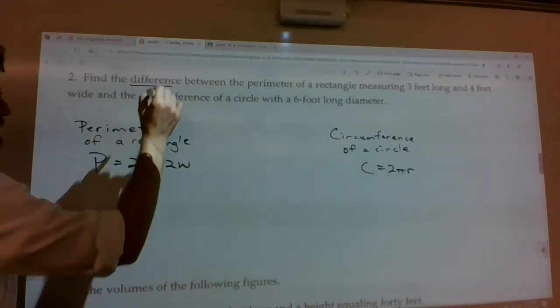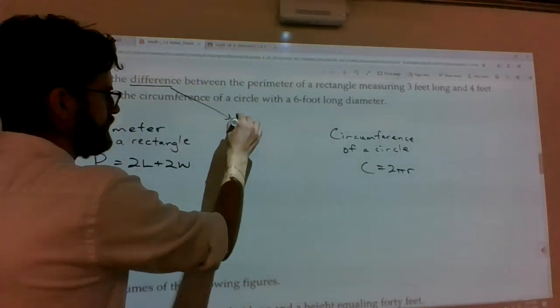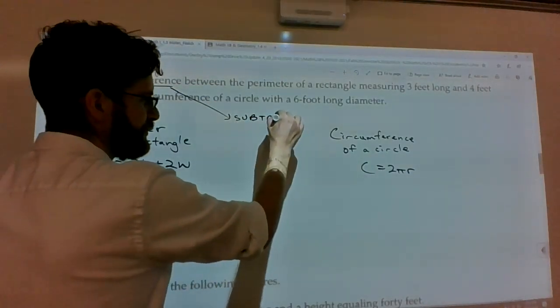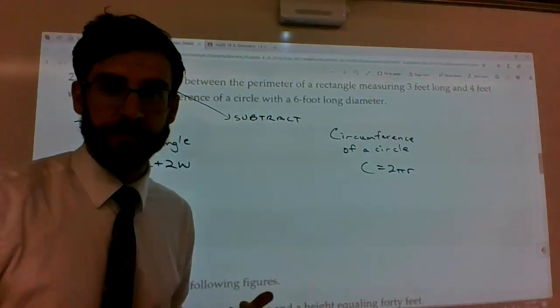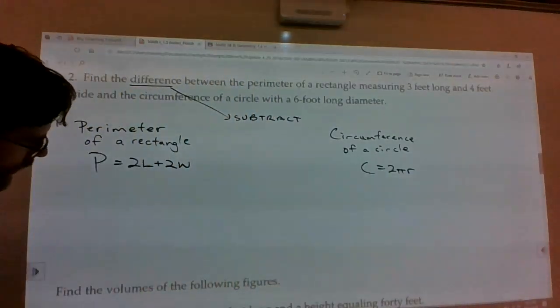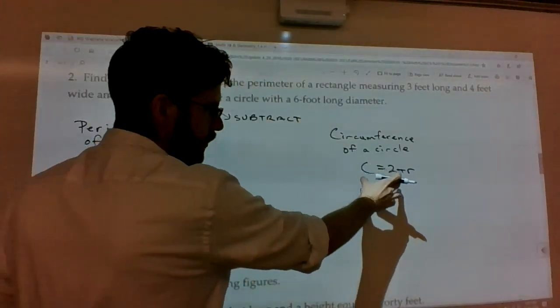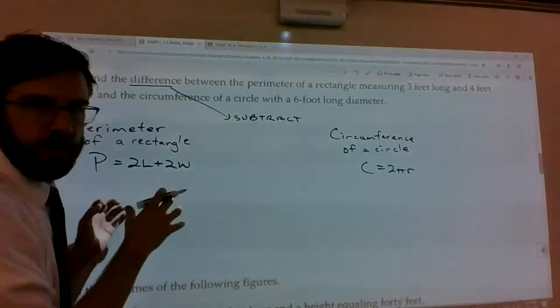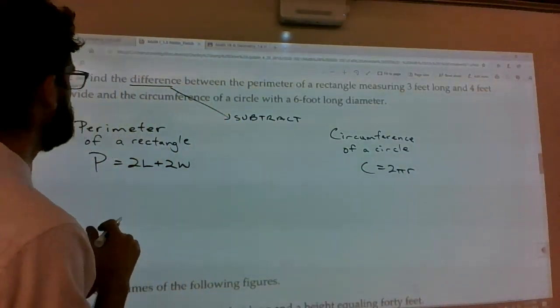So remember, this difference just means subtract the difference between two numbers. What's the difference between 5 and 9? 4. There's a difference of 4 between them. So all we're doing is we're figuring this out. What's the circumference? What's the perimeter? And then we subtract the two values.